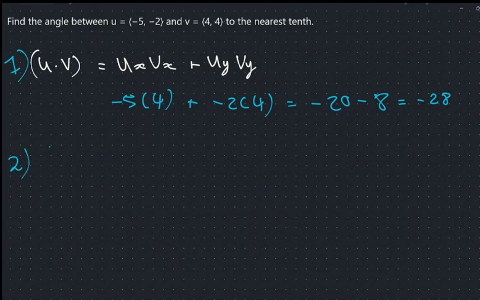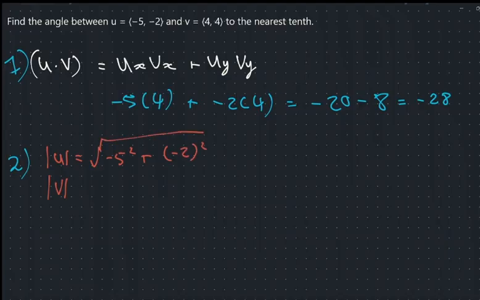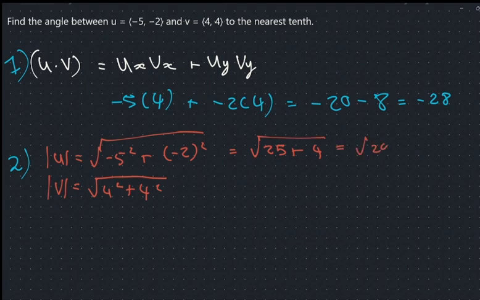For the second step, we will calculate the magnitudes for both u and v. So the magnitude of u and the magnitude of v. The magnitude of u is equal to the root of negative 5 squared plus negative 2 squared. And then the magnitude of v is equal to the root of 4 squared plus 4 squared. Here we will get the root of 25 plus 4, which is root 29. And here we will get the root of 16 plus 16, which is root 32. And these are the two answers.